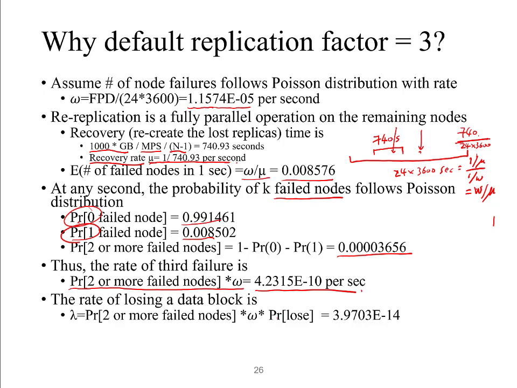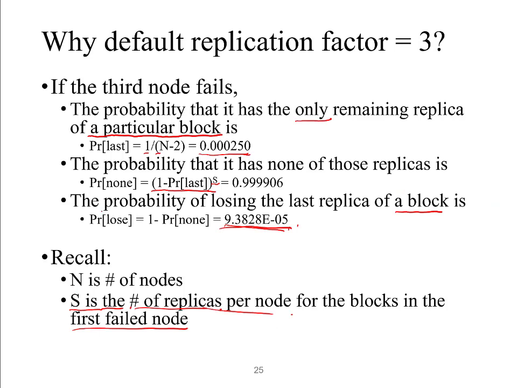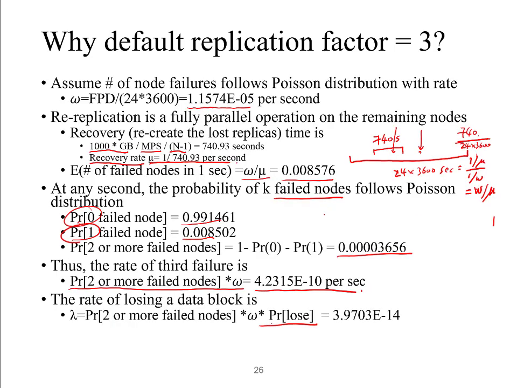Then this is multiplied by the probability of loss. Just to recall, the probability of loss means the probability of losing the last replica of a block. So the rate of losing a data block is lambda, which equals this number.